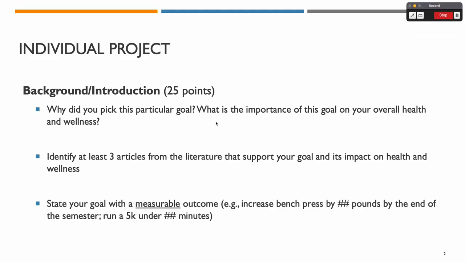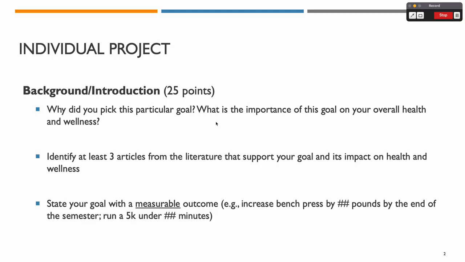So, with your individual projects, the directions are now up on iCollege. But for that, when it comes to writing your paper at the end of the semester, there are some things you want to keep in mind and start tracking now for that project. So the first thing is you'll get 25 points of your project from the background and introduction. So why did you pick this particular goal? What's important for overall health and wellness? Like why is it important?